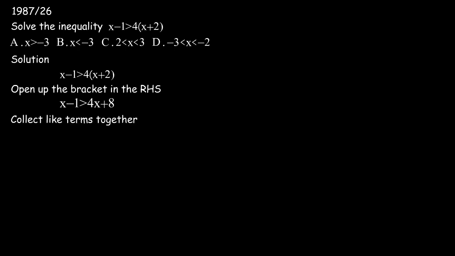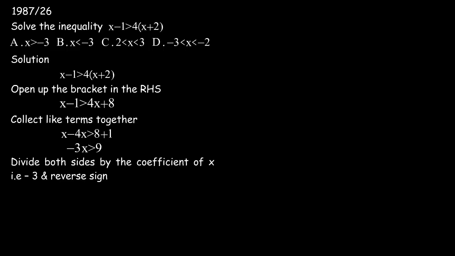Next, we are going to collect like terms, which makes it s minus 4s is greater than 8 plus 1. Simplifying both sides, it becomes minus 3s is greater than 9. Now our next step is to divide both sides by the coefficient of s, which is minus 3, and reverse our sign. Doing so, it becomes minus 3s divided by minus 3 is less than 9 divided by minus 3, which makes s less than minus 3, and our correct option is B.